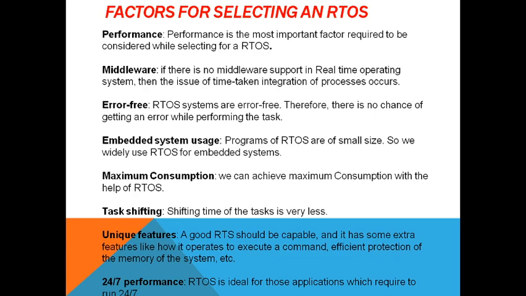Next is unique features. A good RTOS should be capable and have some extra features, like how it operates to execute a command, efficient protection of the memory of the system, etc. And a very important factor for selecting an RTOS is its use, that is, 24 by 7 performance. RTOS is ideal for those applications which are required to run 24 by 7. We can take the example of a weather forecaster here.